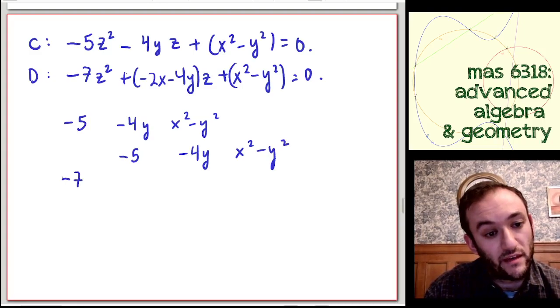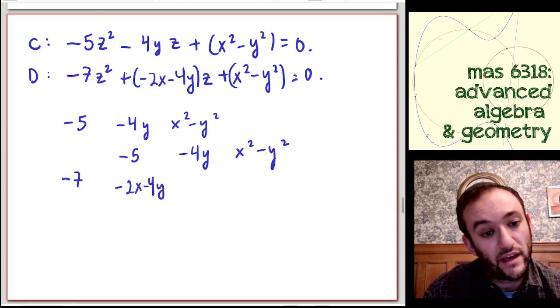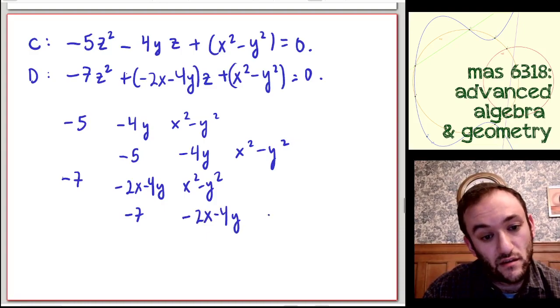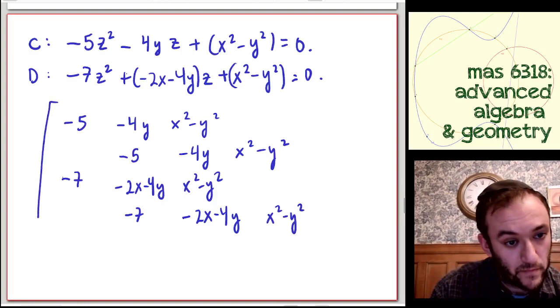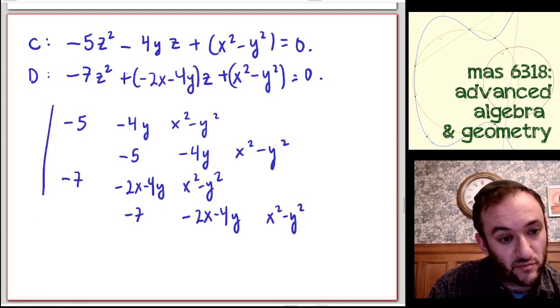And then we get minus 7, minus 2x, minus 4y, x squared minus y squared, minus 7, minus 2x, minus 4y, x squared minus y squared. Okay. And now we're going to try and compute this determinant.